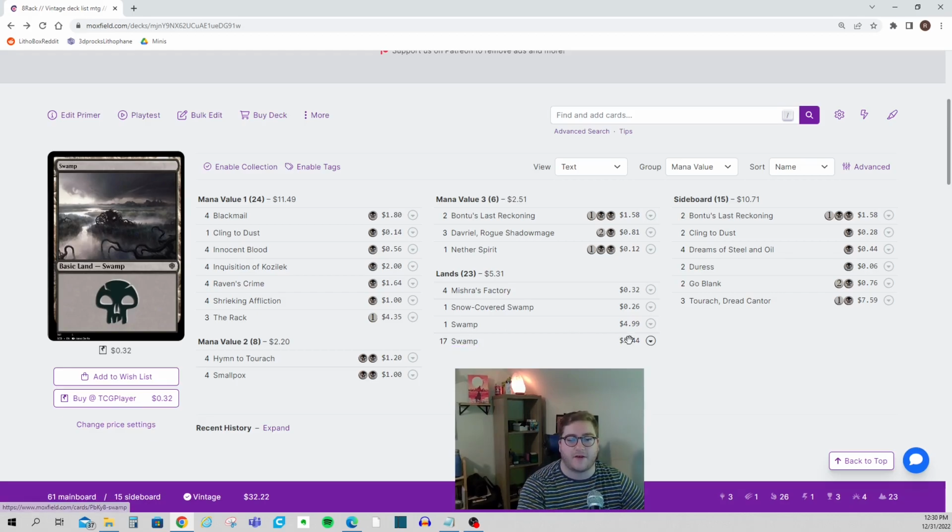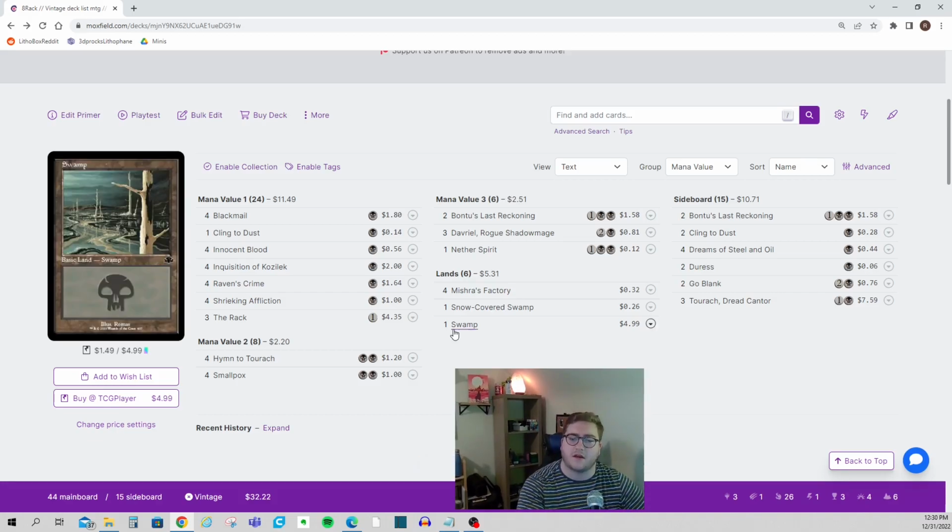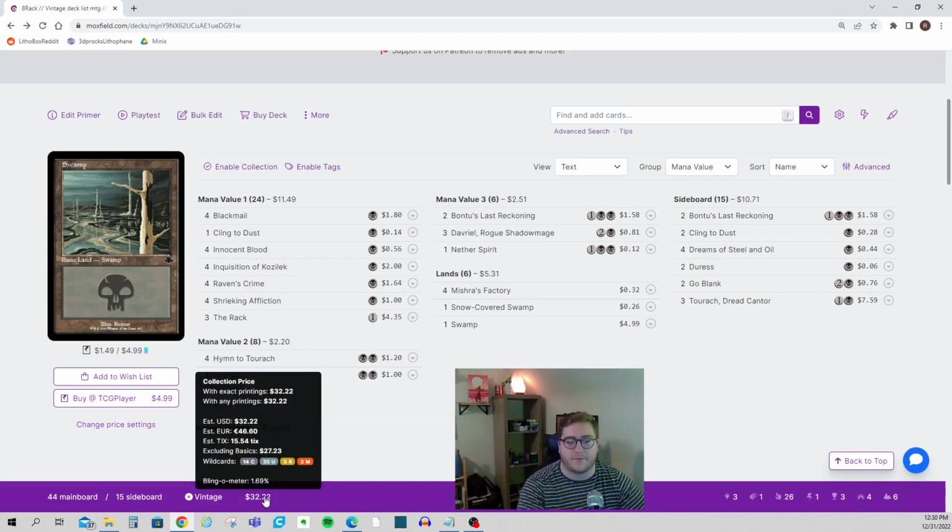But anyway, we have $5 in swamps here that I'm going to prove isn't being counted in our $32. I'm just going to take all these swamps out. Our total didn't change. That's because each swamp is less than the threshold of $1, so it doesn't affect the deck. Now here I've put in one swamp. It's a Foil Dominaria Remastered swamp. It's $5. That's above the threshold of $1, so it's currently affecting my budget.